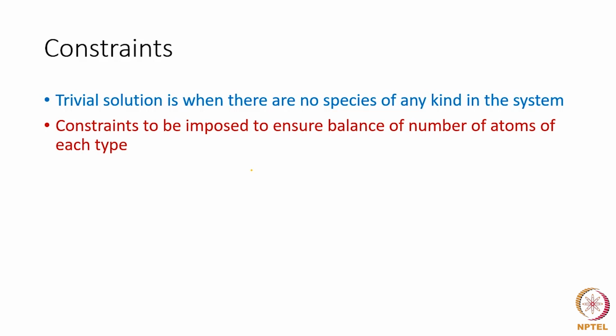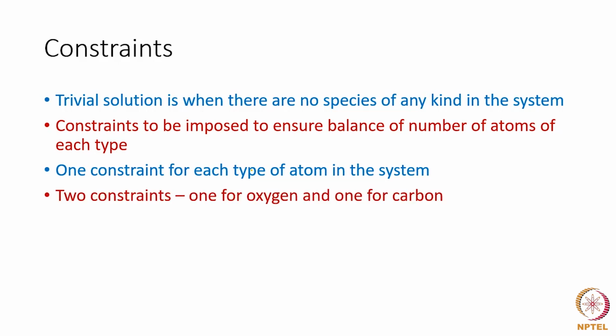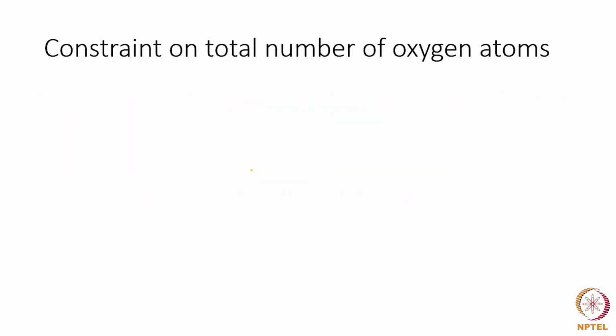The reason is that the species will change. Carbon dioxide will become carbon monoxide because of the reduction, and carbon monoxide will become carbon dioxide because of oxidation. And what actually remains the same is the number of carbon atoms and number of oxygen atoms. So we do impose the balance of the number of atoms of each type in this system, and because there are two types of atoms, we need one constraint for each type of atom in the system. So two constraints, one for oxygen and one for carbon.